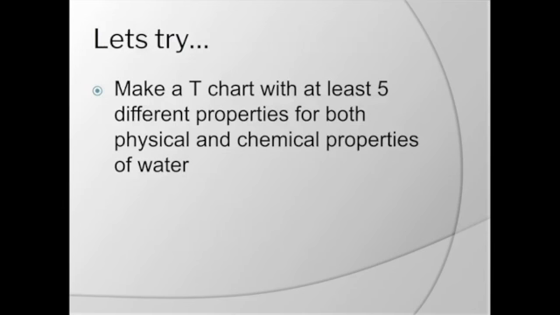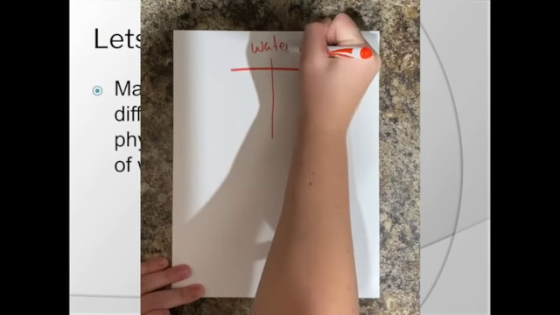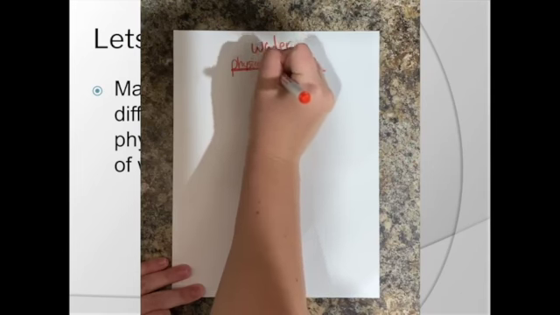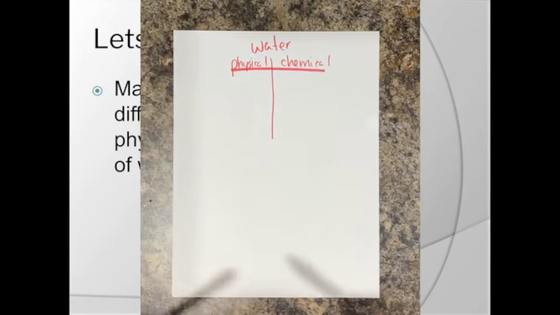All right, so let's try. We are going to make a T-chart with at least 5 different properties for both physical and chemical of water.